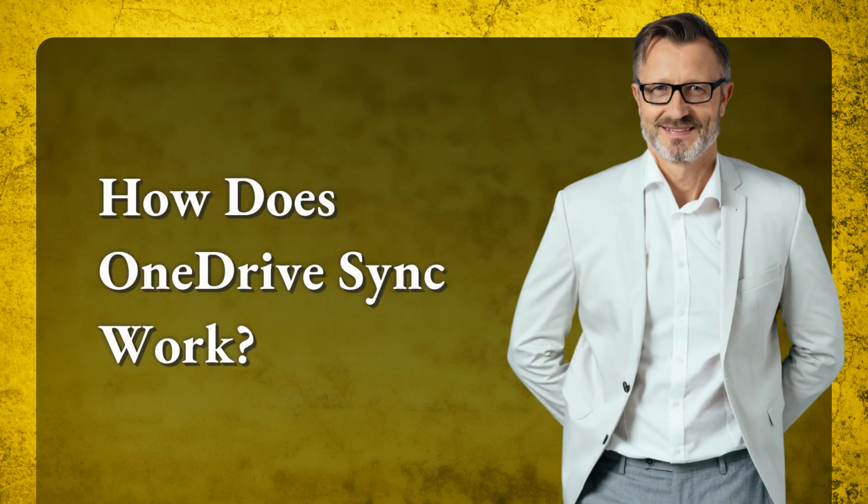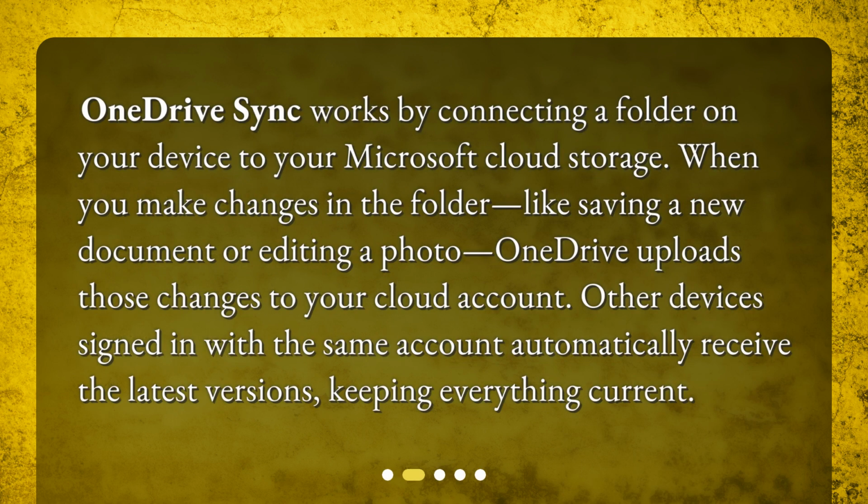How does OneDrive Sync work? OneDrive Sync works by connecting a folder on your device to your Microsoft Cloud storage. When you make changes in the folder, like saving a new document or editing a photo, OneDrive uploads those changes to your cloud account. Other devices signed in with the same account automatically receive the latest versions, keeping everything current.